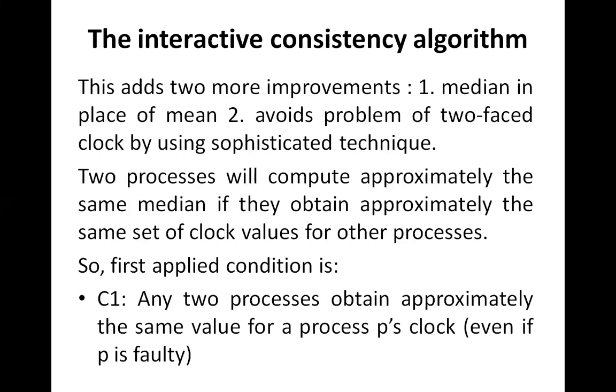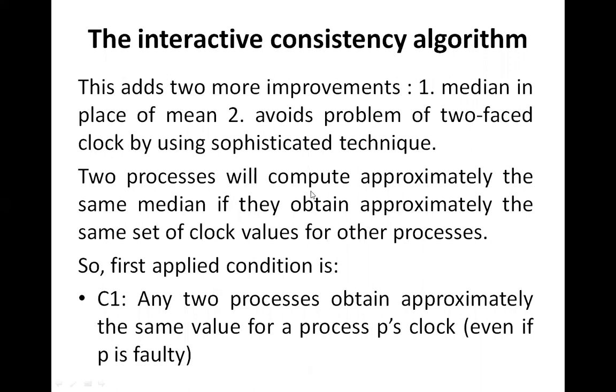The first improvement is that, instead of taking the mean value or the average value, we are calculating the median value. And by using a sophisticated technique, it is going to avoid the problem called the two-phase clock problem, which arises because of the presence of faulty processes, which give different information to different processes. So how did this interactive consistency algorithm work?